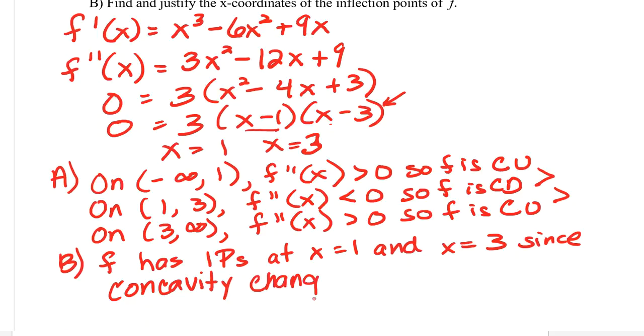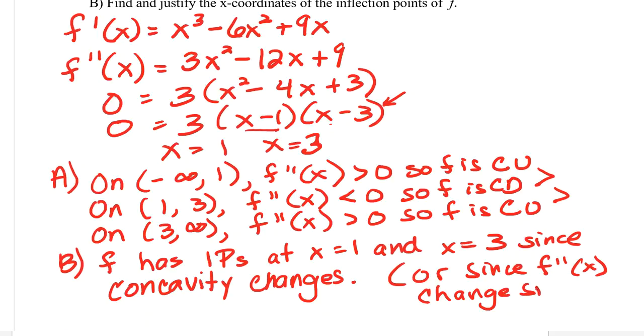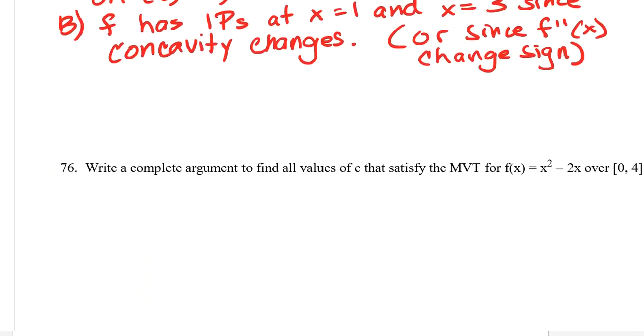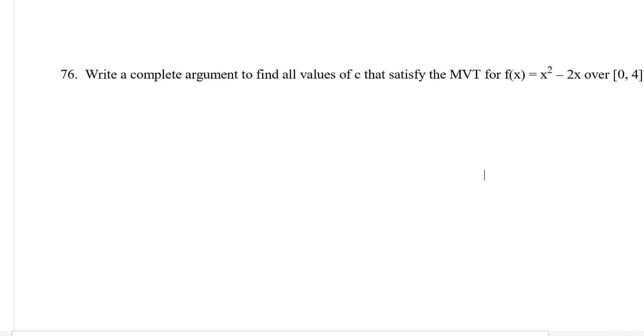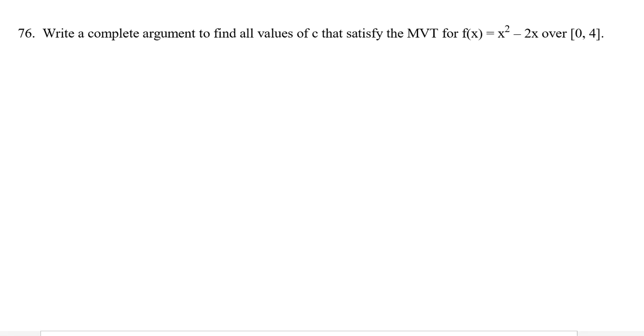If you hadn't already used the term concavity changes in your answer to part B, then you could have said, since f double prime of x changes sign. Remember, it's not enough for the second derivative to hit 0. The second derivative has to change sign. All right, and then we need to find the values that satisfy the mean value theorem.